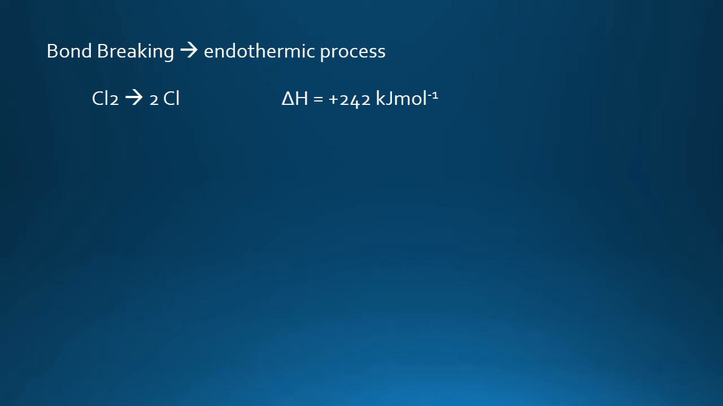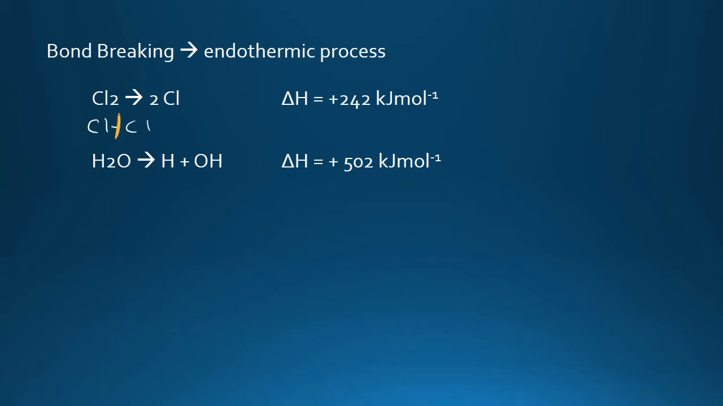Looking at this example, we have Cl2, and so we do have a bond of a Cl attached to a Cl. We are going to break that bond into 2 separate chlorine atoms. The amount of energy it takes to break that bond is positive 242 kilojoules per mole.